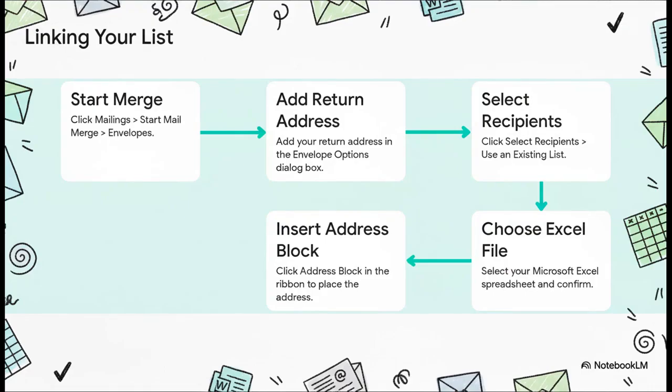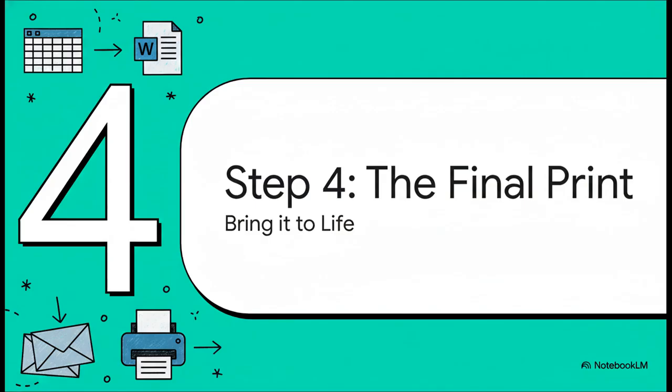So let's just walk through that real quick. After you start the merge and pop in your return address, you select your recipients by finding that Excel list on your computer. Once it's linked, the final piece of the puzzle is to insert something called the address block. This is just a special placeholder that tells Word, okay, this is the spot where each person's unique address needs to go. And would you look at that?